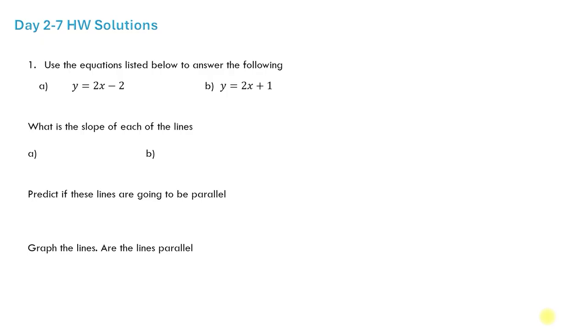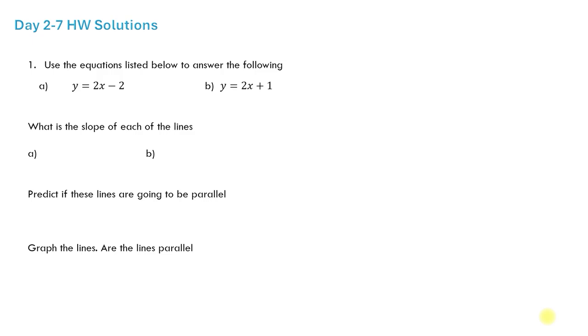Day 2.7, our homework solutions. Question 1 asks, use the equations listed below to answer the following. So we're given two equations, A and B. Equation A is y equals 2x minus 2, and equation B is y equals 2x plus 1. What is the slope of each line?